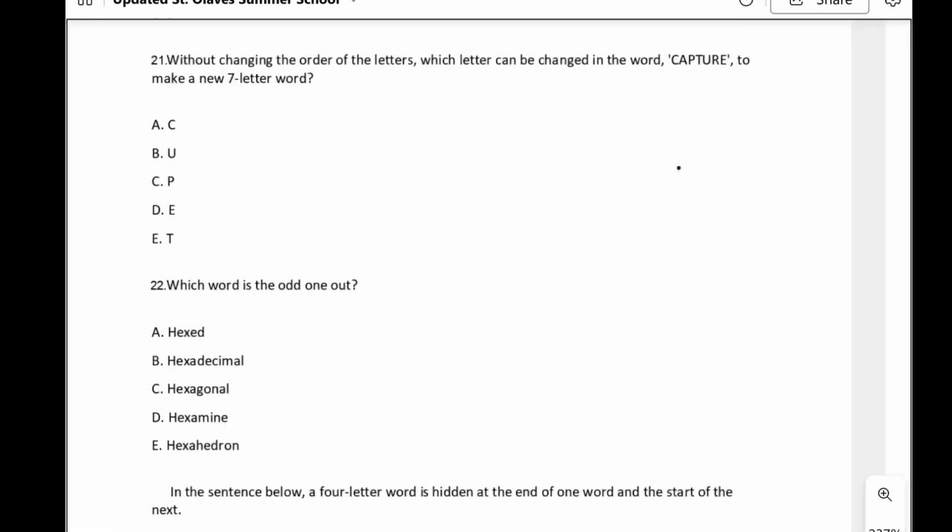So in the word capture, if we change the letter C to an R, we can make the word rapture.